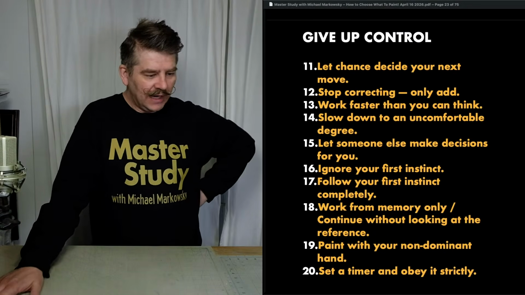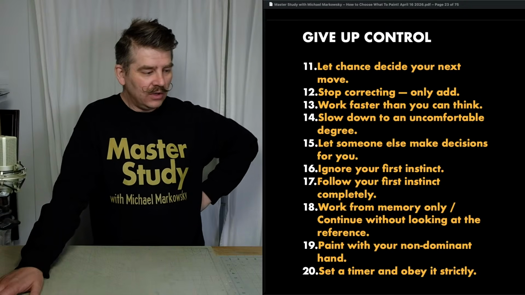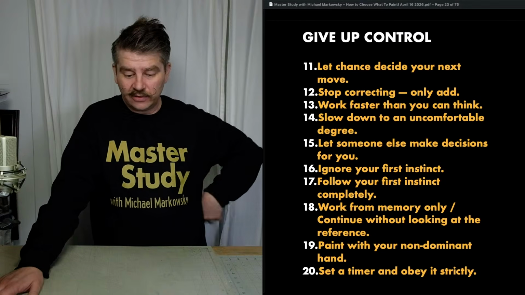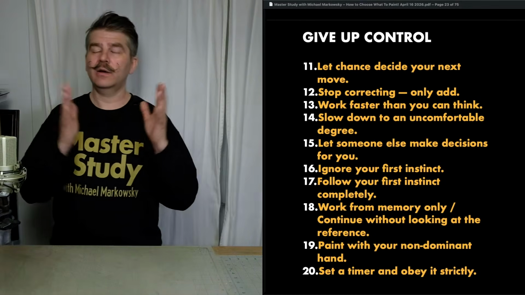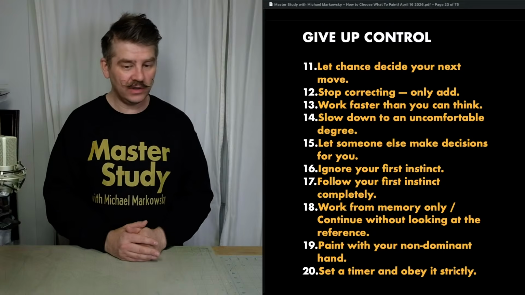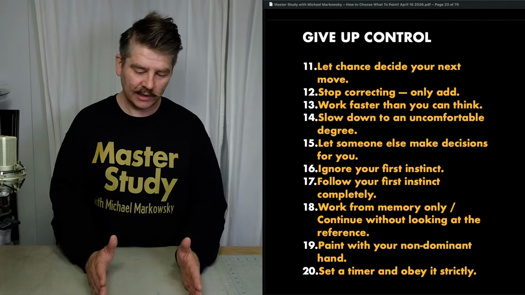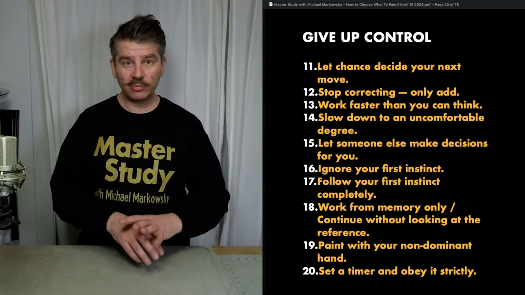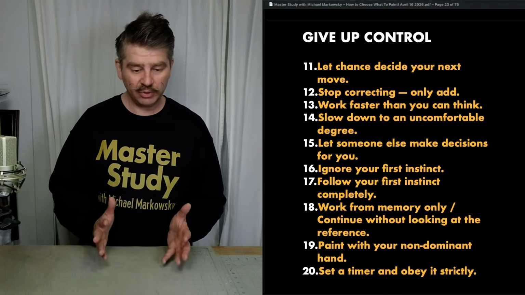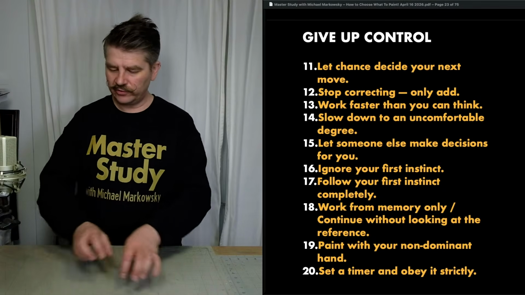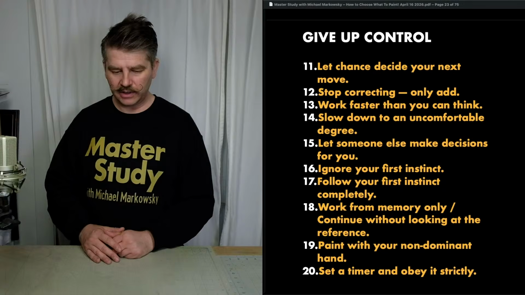And number 20 is set a timer and obey it strictly. So I've talked about how I'm working on a graphic novel, comic book, and especially when I was getting it started, I thought, oh man, I've got 180 pages here. Literally what I would do is set a 15-minute timer, and I would just try to draw as much as possible on the page, try to complete a page. When that timer went off, okay, let's go to the next page. Let's just start drawing, start getting ideas on the page.